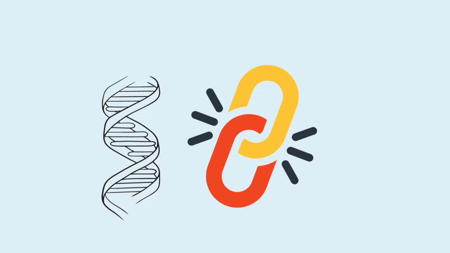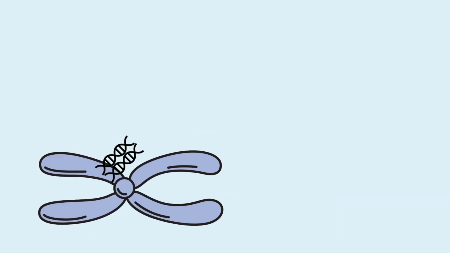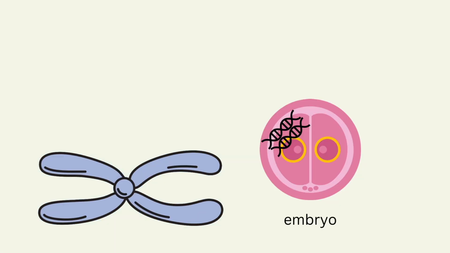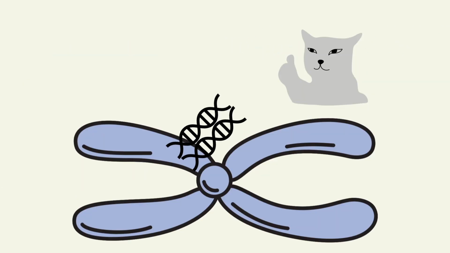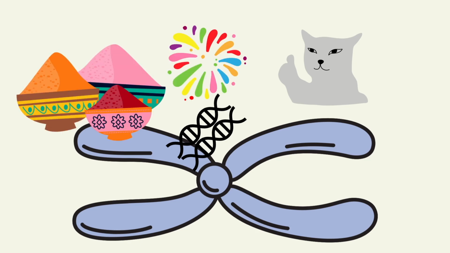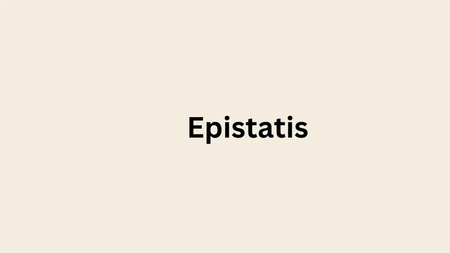In genetic linkage, the closer 2 genes are to each other on a chromosome, the more likely it is that they'll get inherited together. For example, the gene for eye color and hair color sit closely to each other on a chromosome, as they both relate to pigment and color. This is why blue eyes and blonde hair, or brown eyes and brown hair, are likely to be inherited together.